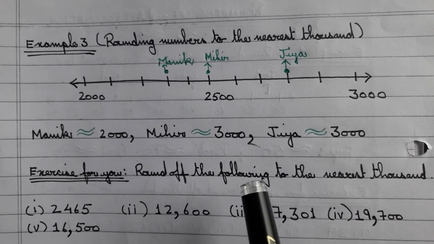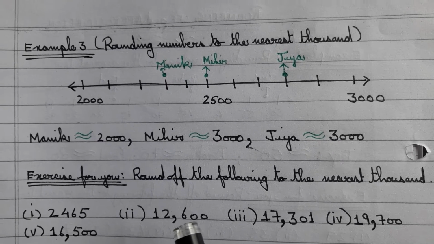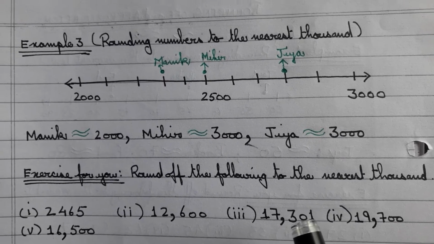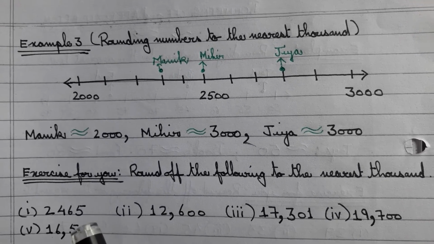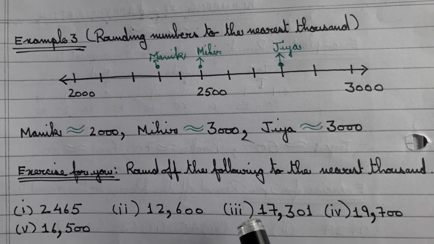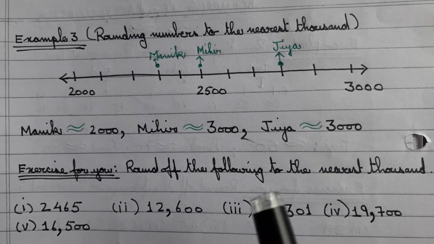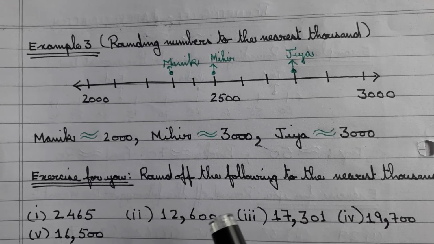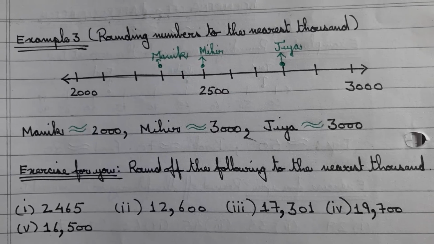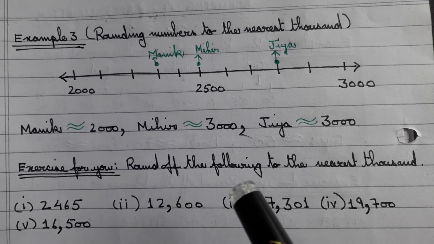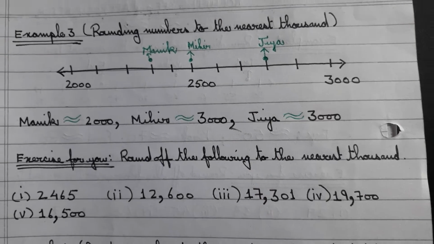So again, round off the following to the nearest thousand: 2465, 12,600, 17,301, 19,700, 16,500. So try rounding them off mentally. Okay. In fact, I will share the solutions as a separate sheet. That's very, very important, so that you don't get disturbed over here, right? And you just concentrate on the concepts.